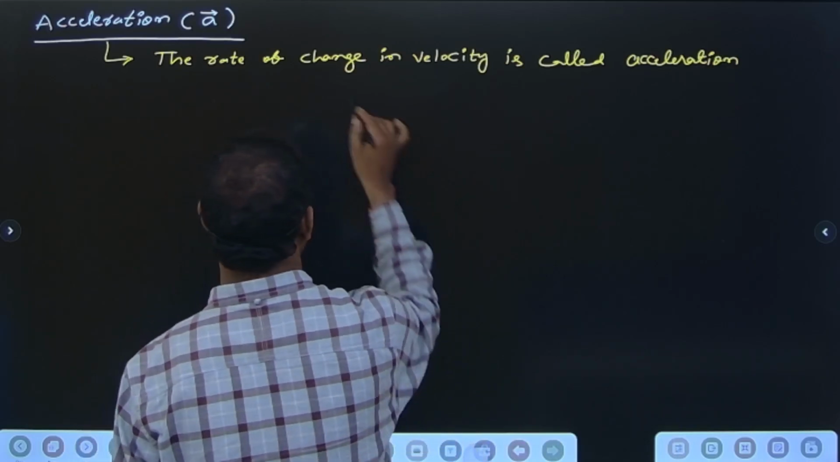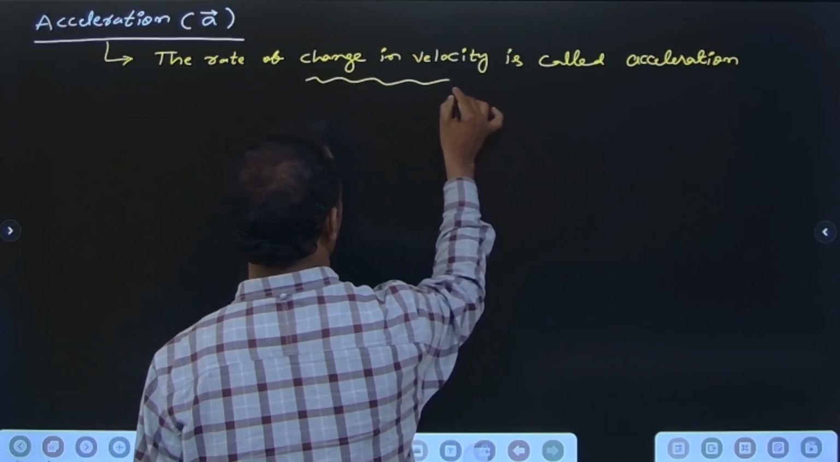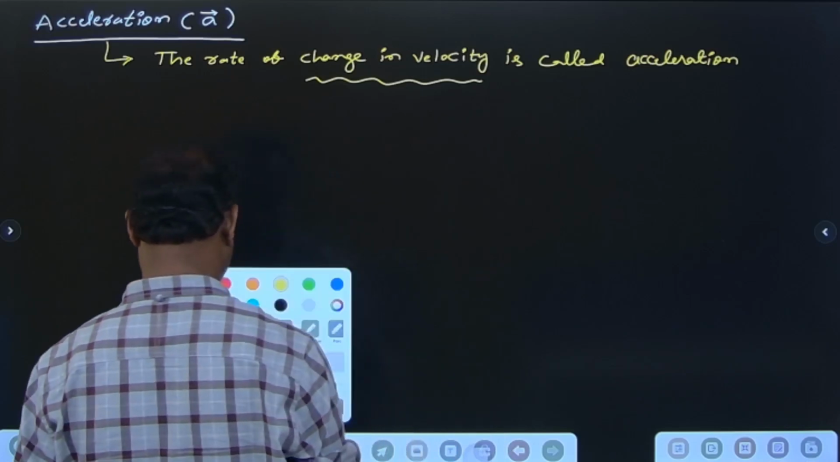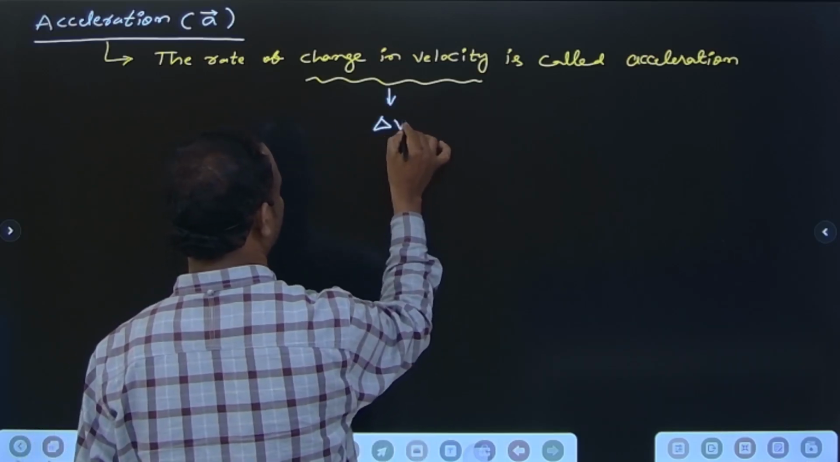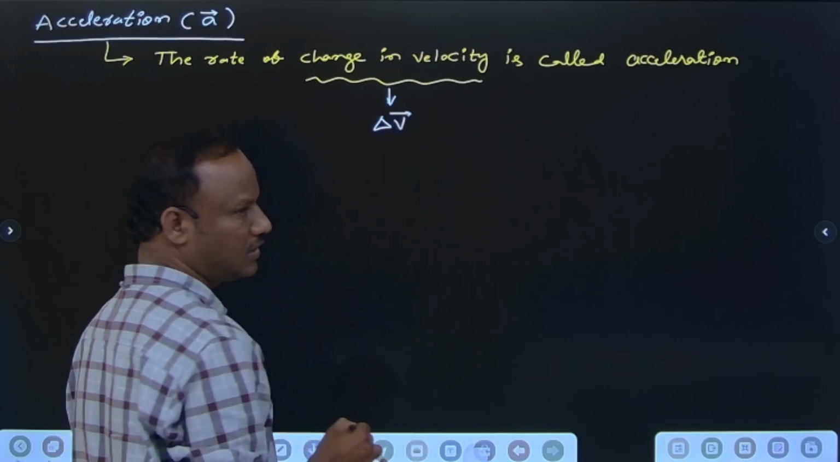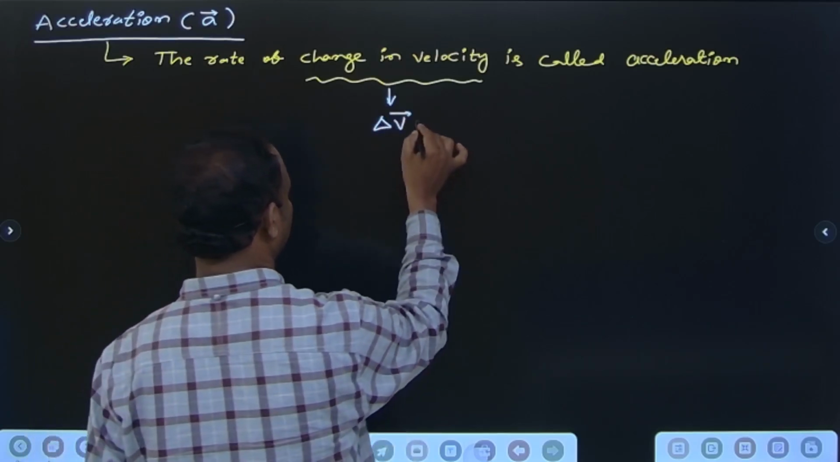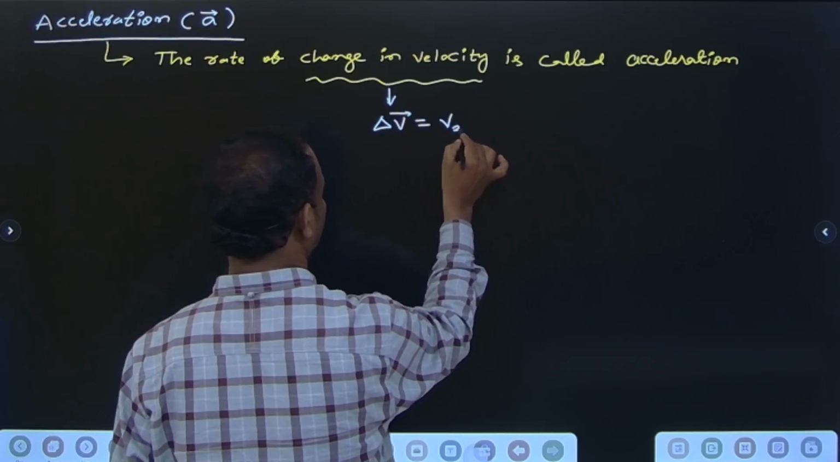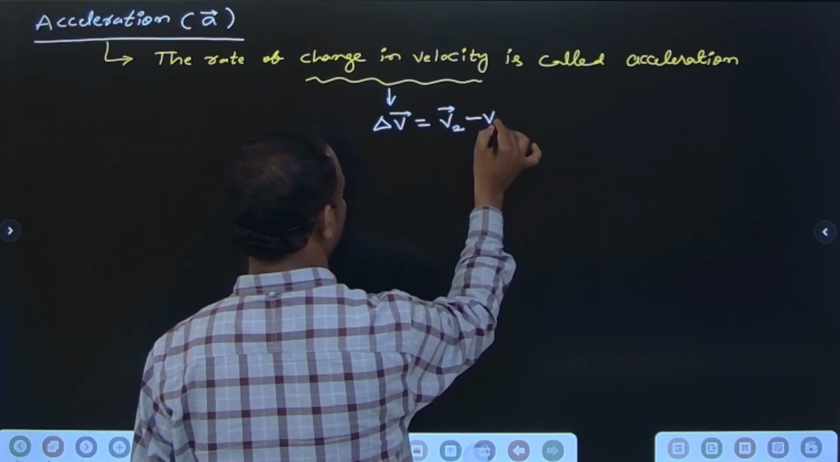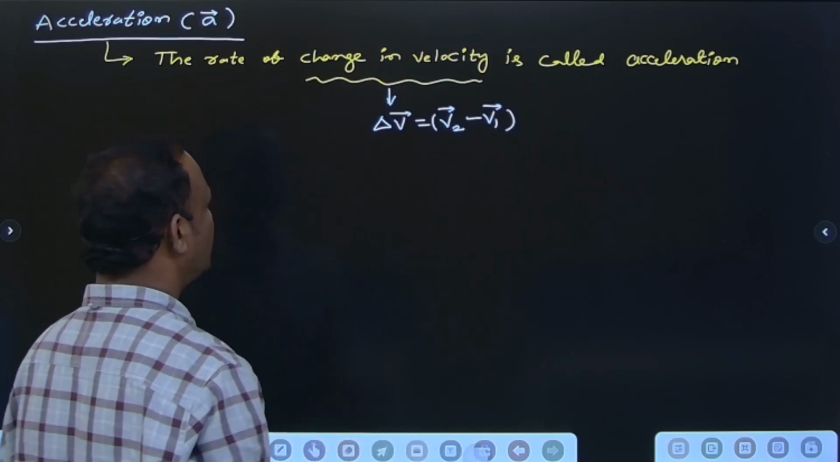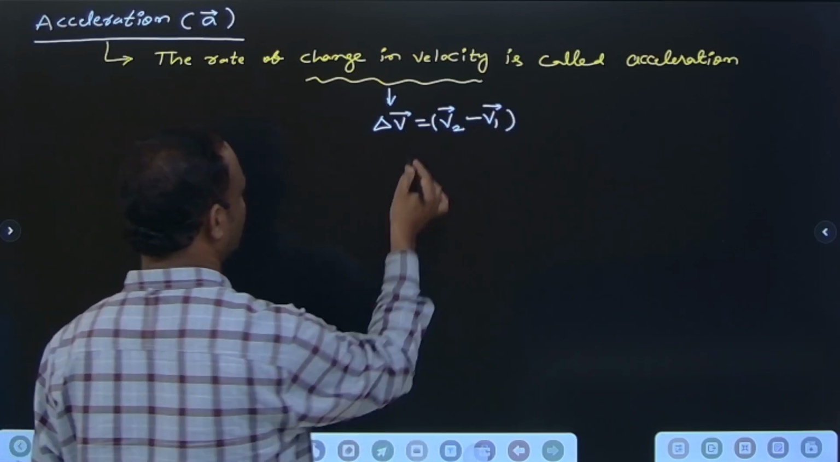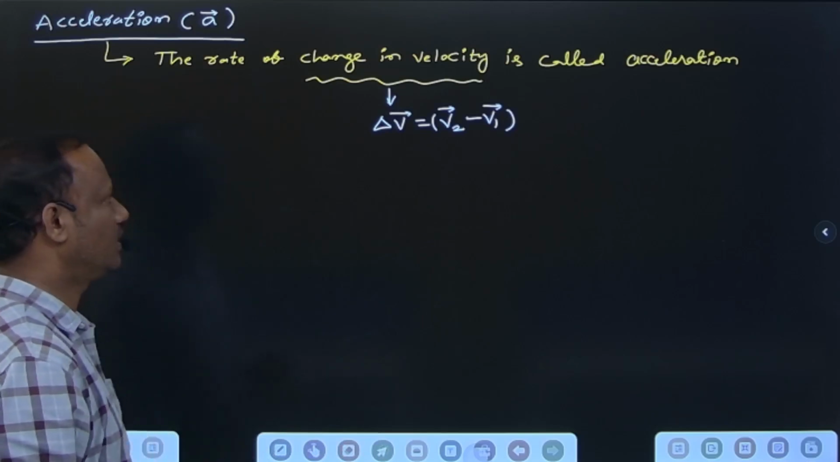What is the change in velocity? We can say it's delta v, vectorially delta v bar is equal to v2 bar minus v1 bar, which is the change in velocity. So the difference in velocity is what we write as delta v.